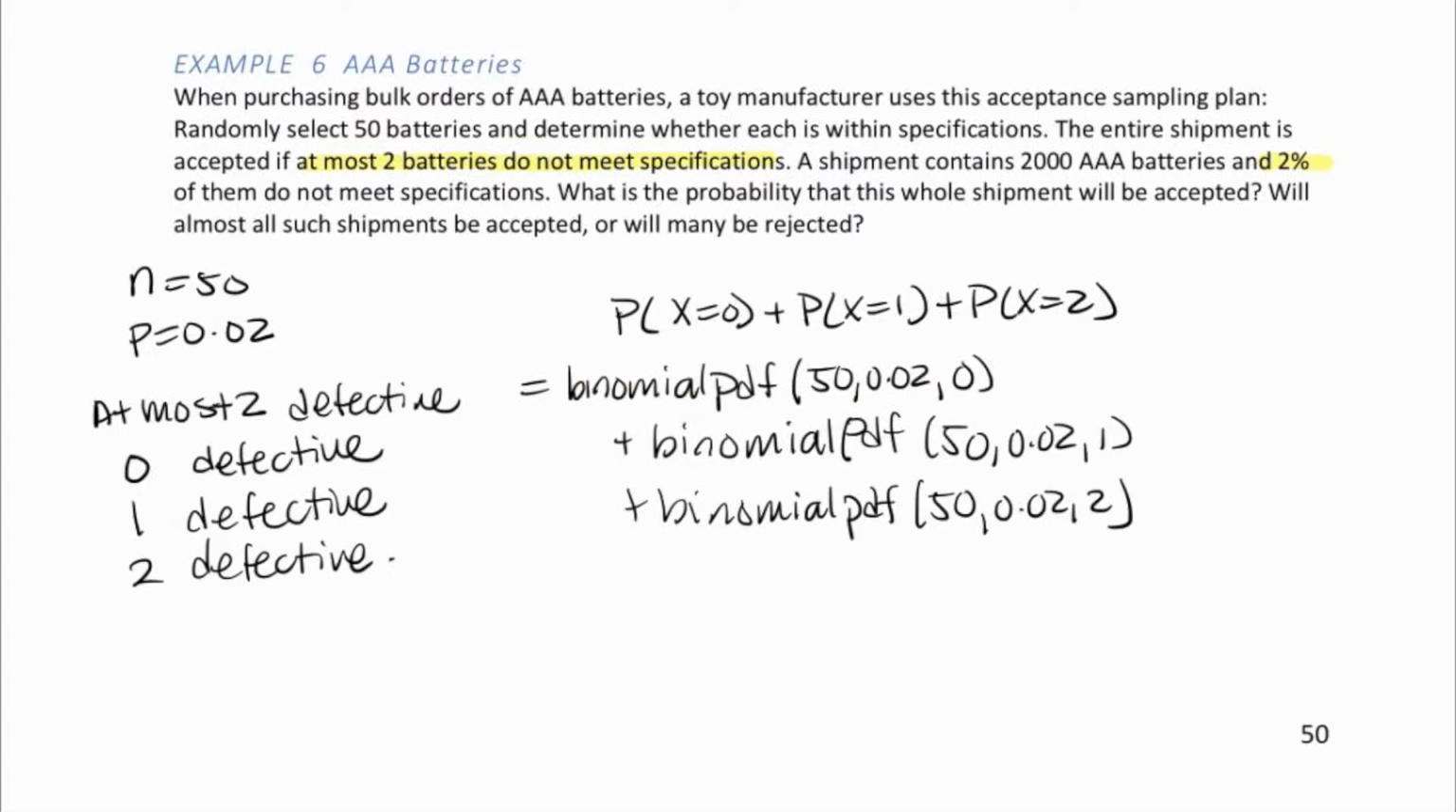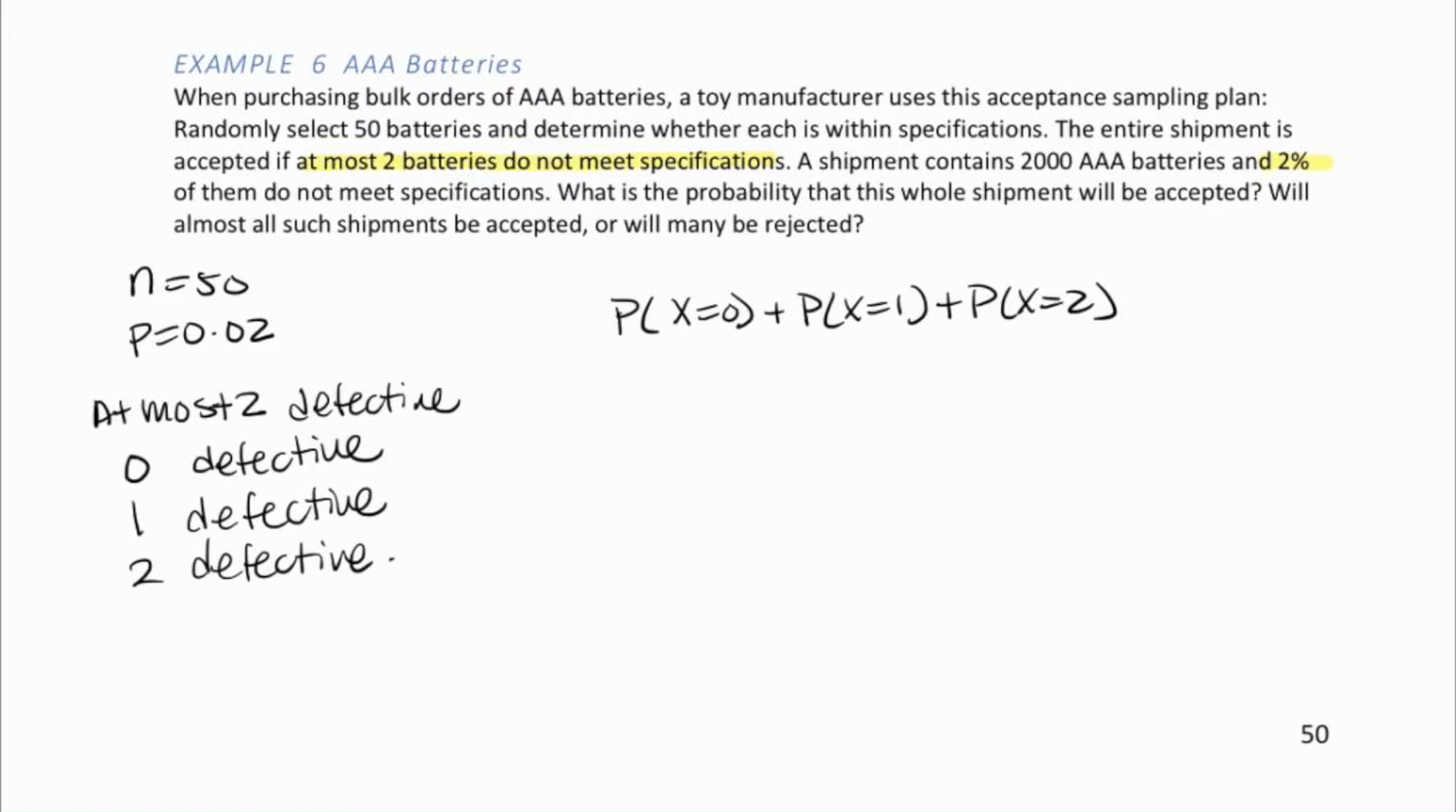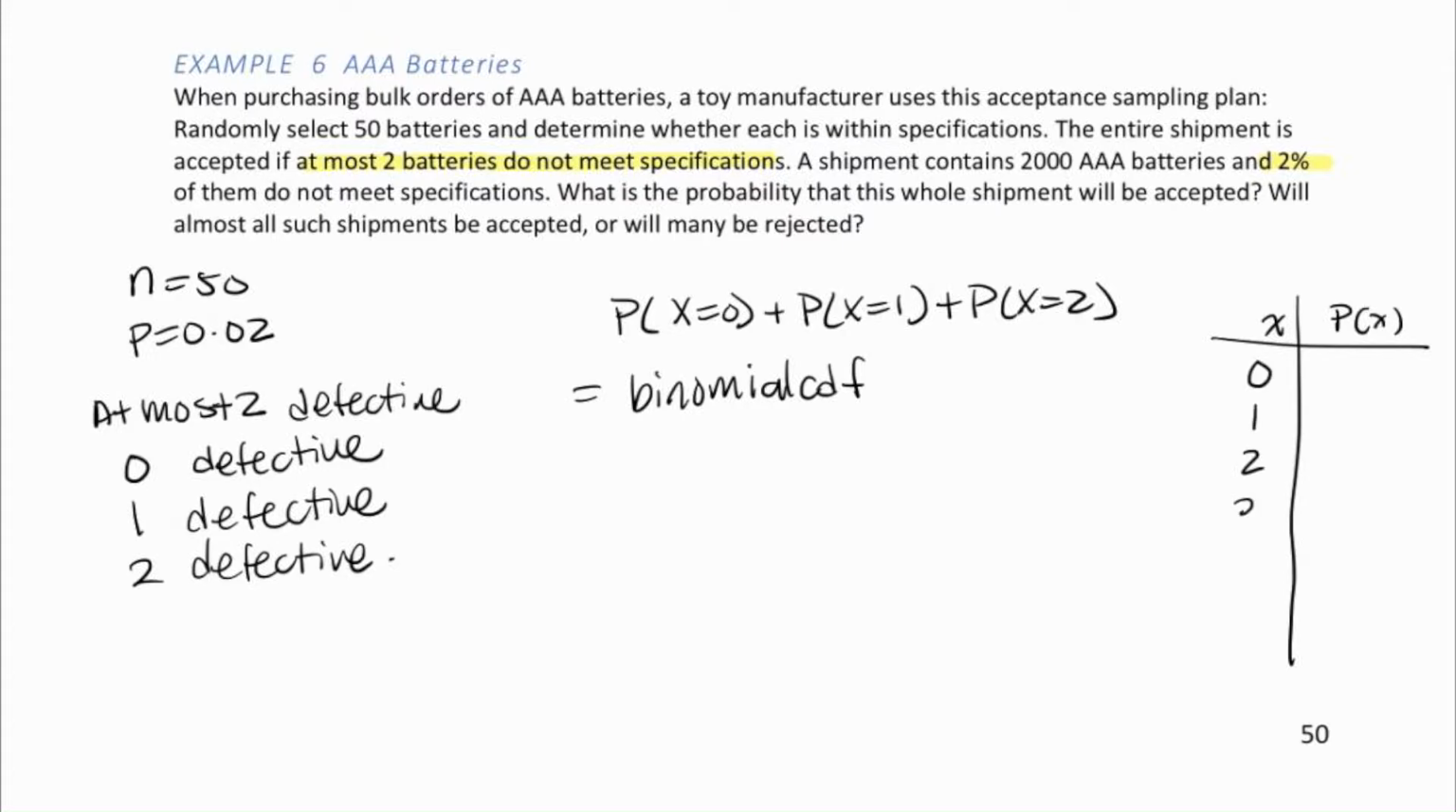We can do this 3 times, or we can use the easy way. Let's use the easy way. The easy way would be binomial CDF. And if we look at our table to get a handle on what's going on, here's our random variable x, which represents the number of defective batteries. We can have 0, 1, 2, 3, and so on, all the way to 50 defective batteries. And these are the probabilities. We're interested in at most 2, so here's at most 2 defective batteries. So we want to use a binomial CDF here.